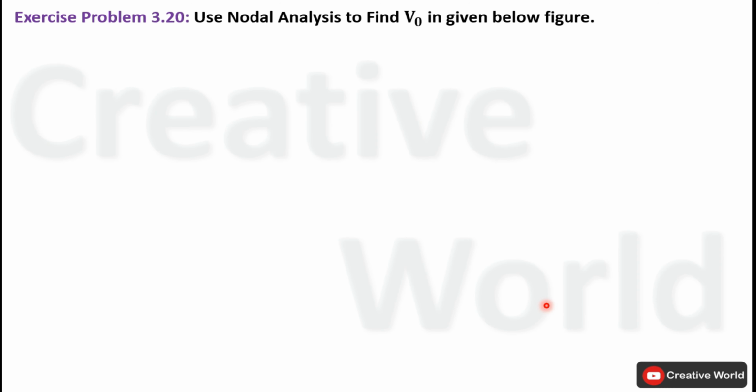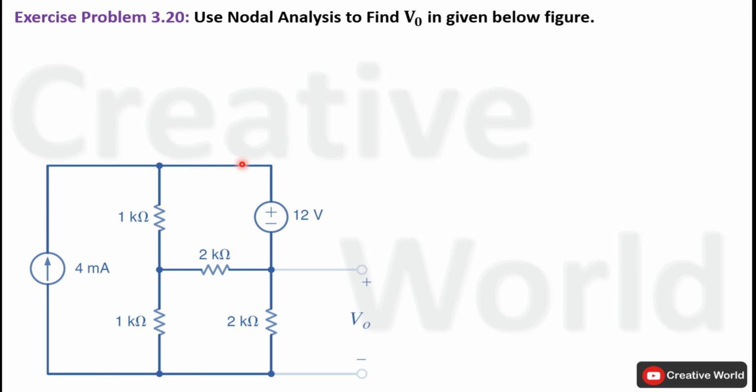Exercise problem number 3.20. Use nodal analysis to find the value of voltage V0 in the figure given below. This is the circuit diagram of the given problem. Inside this network, we have to find the voltage across this 2 kilo ohm resistance labeled as V0 with this specific polarity, and we have to apply the nodal analysis technique. So without wasting time, let's proceed towards the solution of the network.